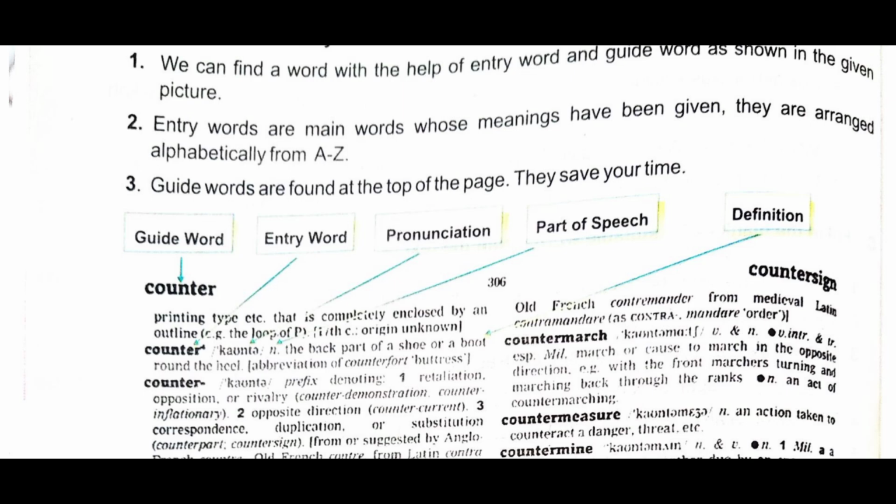Opposite or rivalry, outer demonstration, counter inflationary, two opposite directions, counter current. For example, correspondence. All these are the particulars. There are 5 points. Number 1, guide word. Number 2, entry word. Number 3, pronunciation. Number 4, part of speech. And number 5, definition. That will definitely help you understand what is meant by the word in all its impact and depictions.